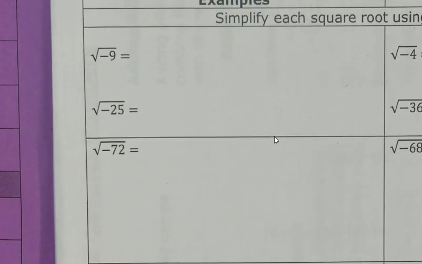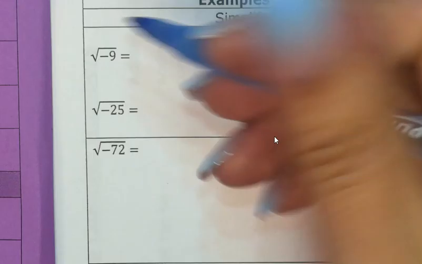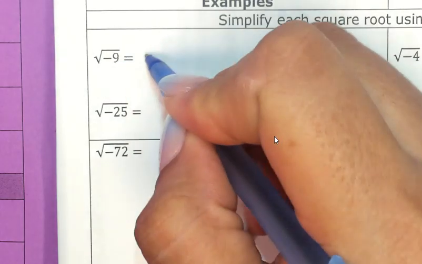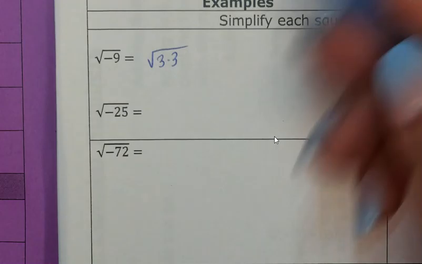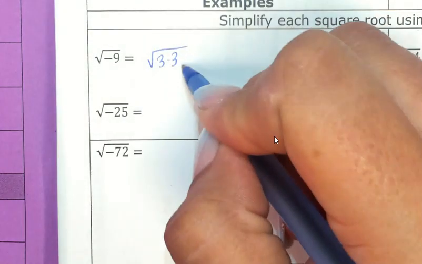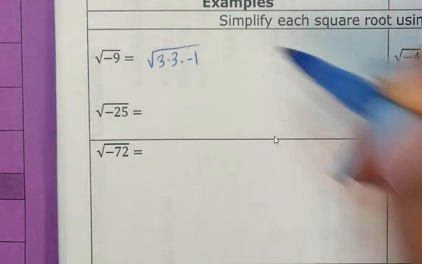Okay, so here's a couple of examples that we did in class to practice that. We have the square root of 9, and we know that the square root of 9 is 3 times 3. But now because it's -9, we're going to have a -1 included.